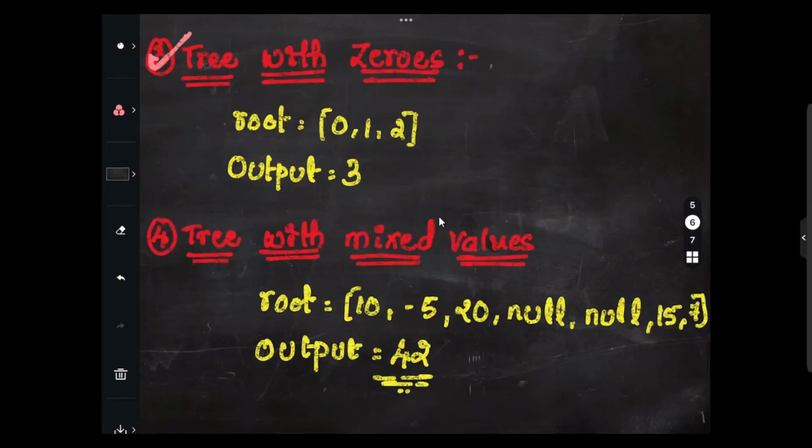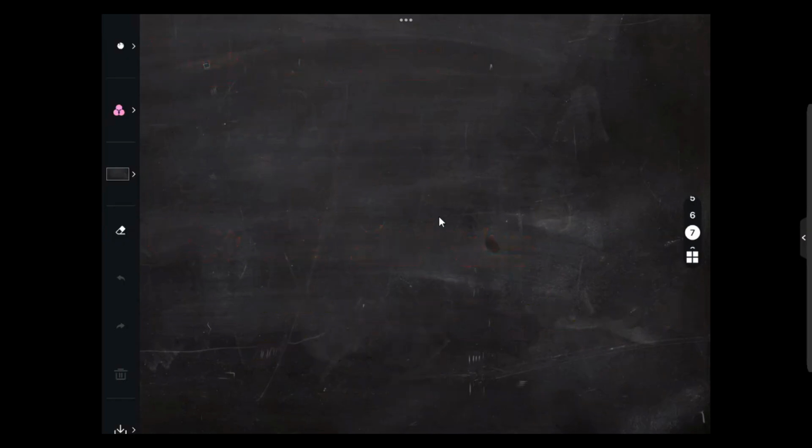So let's move on with the third edge case here, tree with zeros. We have 0, 1, 2. So the maximum path sum here is 3. So let's move on with the fourth edge case, tree with mixed values. You can see mixed values means we have null, we have negative values, we have positive values as well here, right? In this case the maximum path sum is 42, right? So the maximum path sum is 42 here in this case.